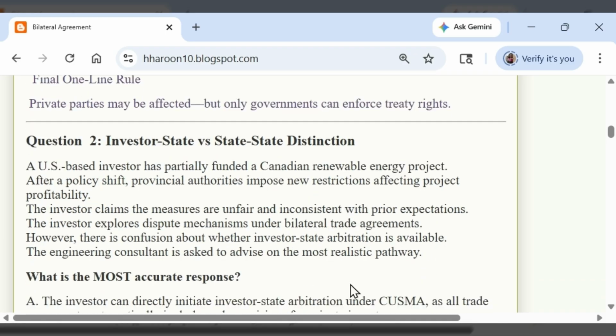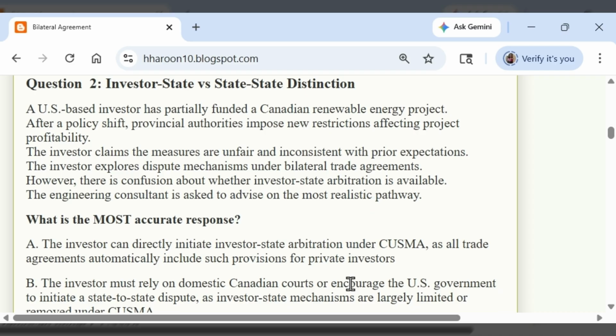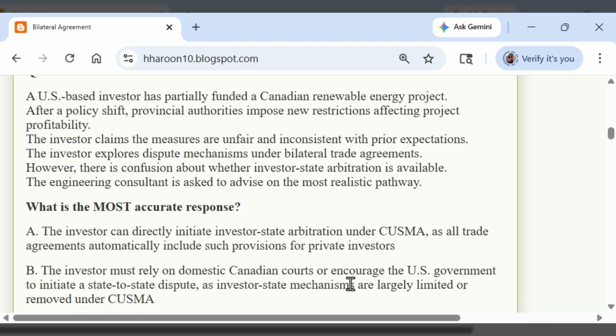Question 2. Investor-state versus state-state distinction. A US-based investor has partially funded a Canadian renewable energy project. After a policy shift, provincial authorities impose new restrictions affecting project profitability. The investor claims the measures are unfair and inconsistent with prior expectations. The investor explores dispute mechanisms under bilateral trade agreements. However, there is confusion about whether investor-state arbitration is available. The engineering consultant is asked to advise on the most realistic pathway.